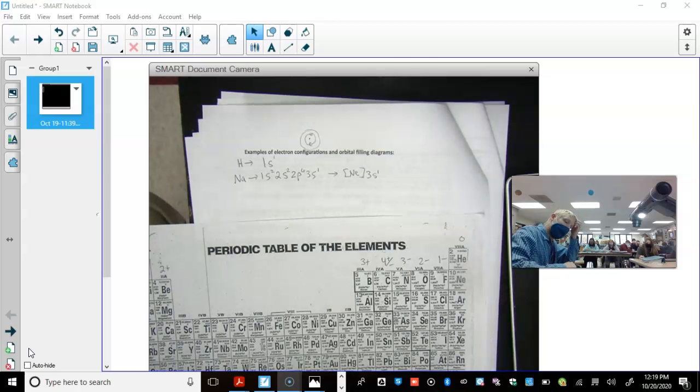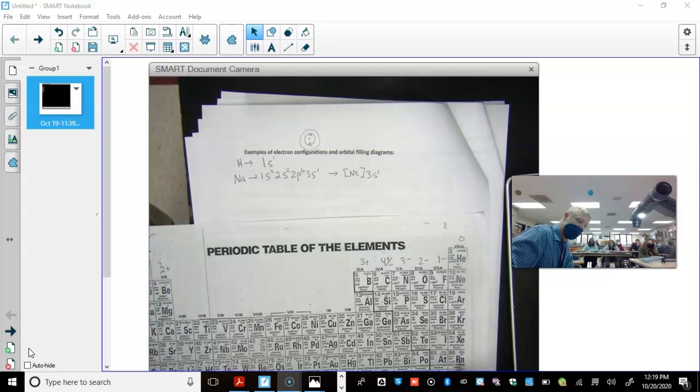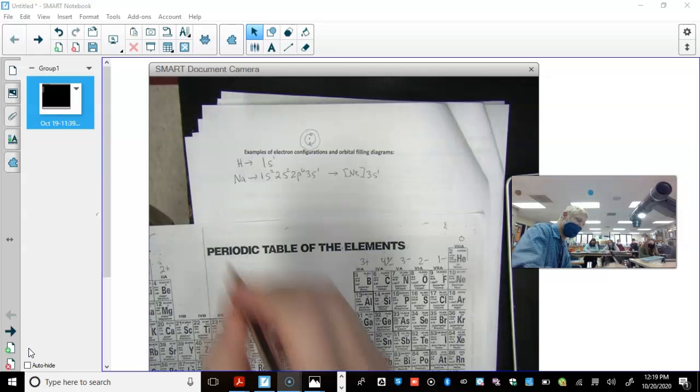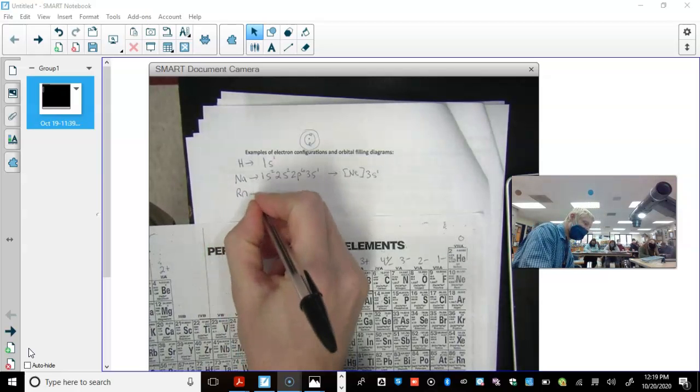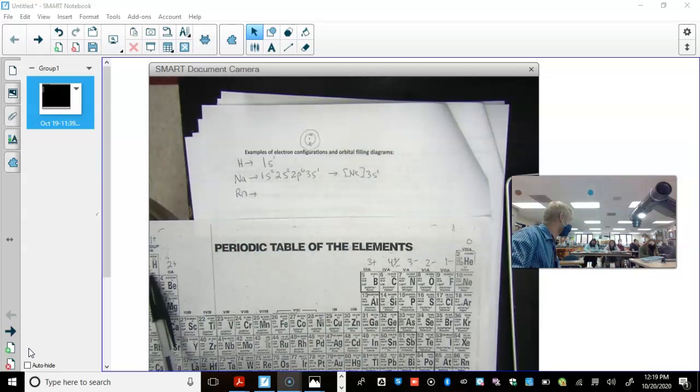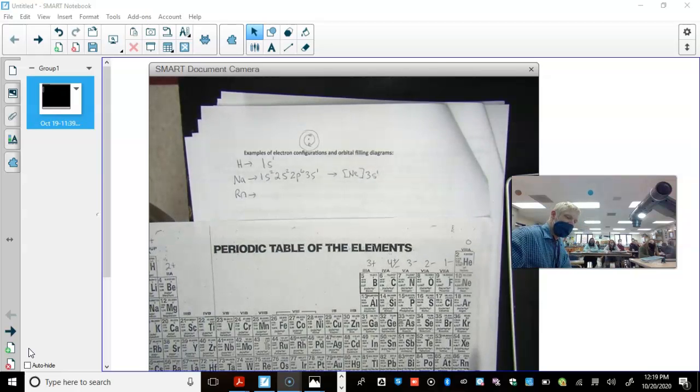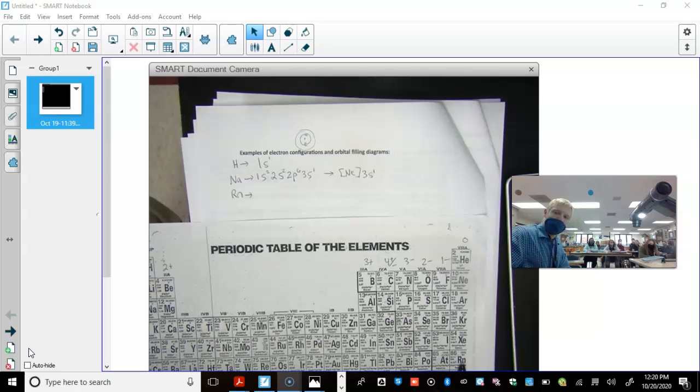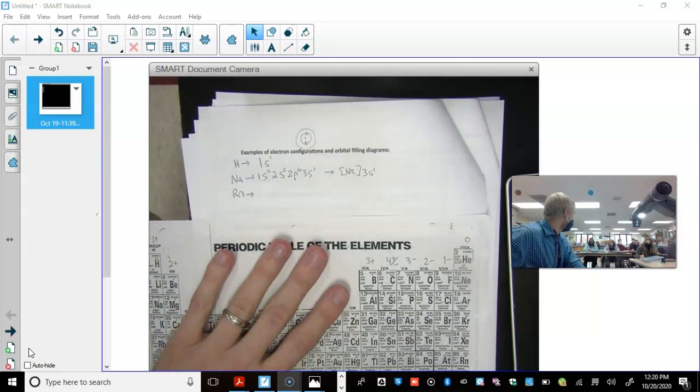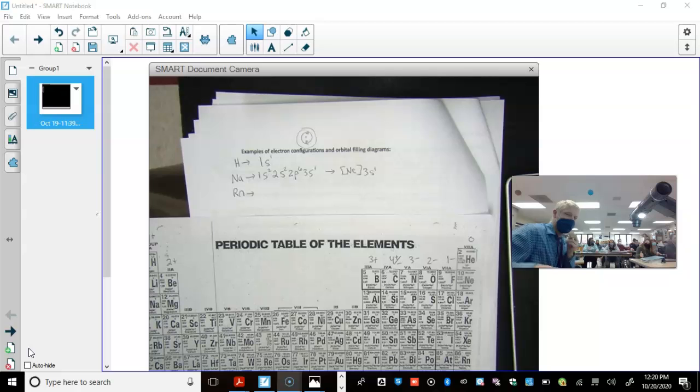The next example I was going to do was radon. Well, yeah, let's do radon. All right. Let's not start at hydrogen. I'll keep this in suspense for you guys, and we'll continue tomorrow. Should we do xenon? You start with xenon, and then continue on.